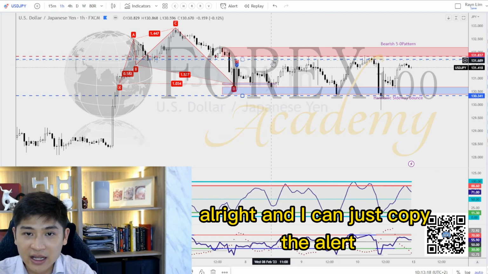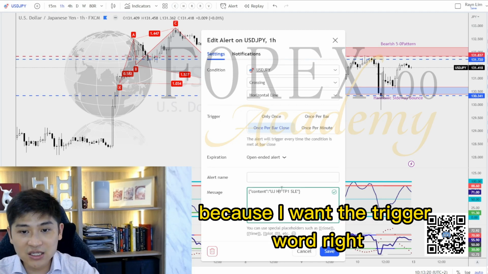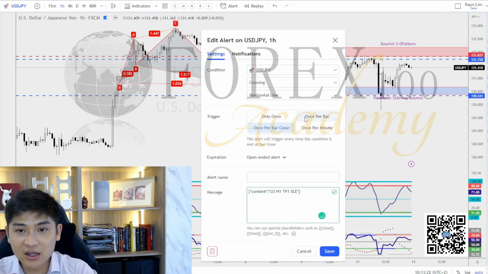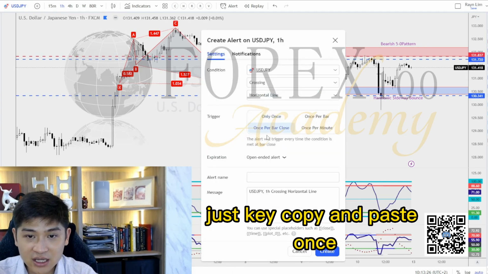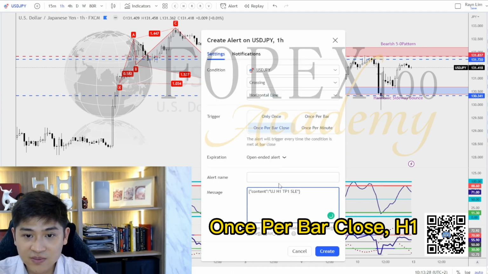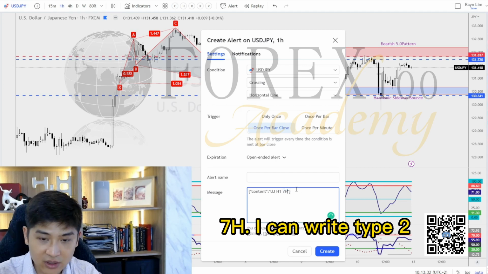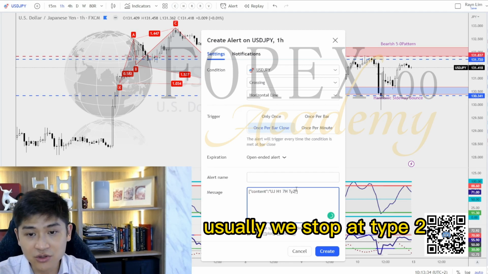And I can just copy the alert because I want the trigger phrase over here. Just key in, copy and paste. Once per bar close, H1. I can write type 2. Usually we stop at type 2.